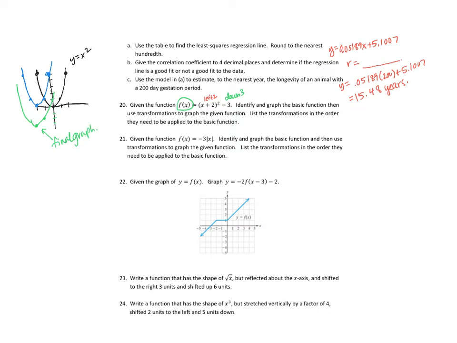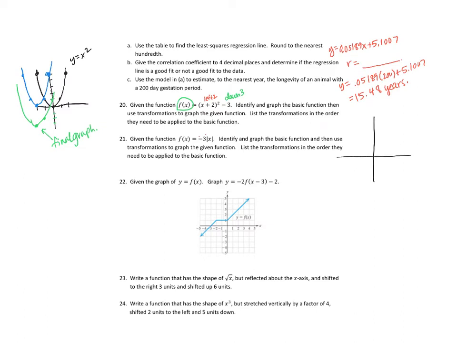The next one says, given the function negative 3 times the absolute value of x, identify and graph the basic function and use transformations to graph the given function. It looks like here I've got a stretch by a factor of 3 and also a reflection about the x-axis. So let's graph that.